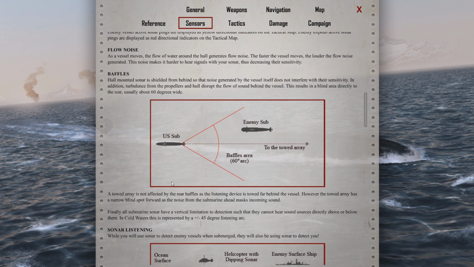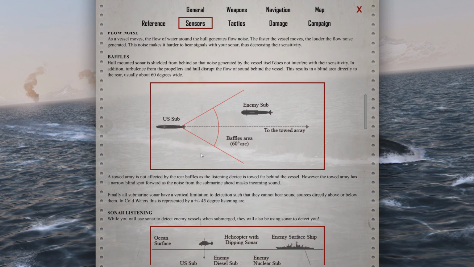A towed array is not affected by the rear baffles as the listening device is towed far behind the vessel. However, the towed array has a narrow blind spot forward as the noise of the submarine ahead masks incoming sound. They can sneak up on us, and we could sneak up on them if we get into their blind spot, if they're moving too fast for the towed array to pick up anything.